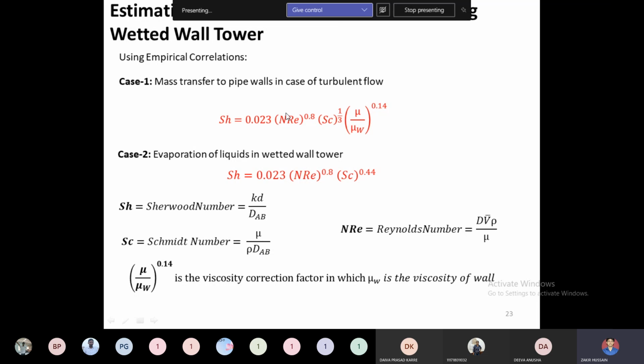We already know what the mass transfer coefficient is. The mass transfer coefficient is denoted by small k, which has many forms, like the gas phase mass transfer coefficient and the liquid phase mass transfer coefficient. For A through non-diffusing B there is one type of mass transfer coefficient, and the next one is the case of equimolar counter diffusion.